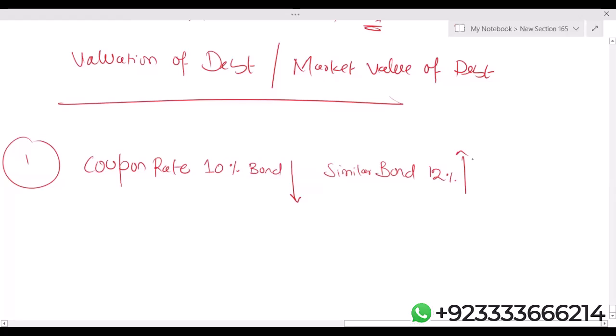Now, what is that disadvantage? Please try to understand. Your company is paying 10%. On the other hand, on similar bonds, the market is paying 12%. So they are getting a return lower than the return on similar bonds in the market. If this is the case, they are facing a disadvantage, and that disadvantage will reflect in your market value of debt. And logically, your company's market value of debt will be lower than par value.